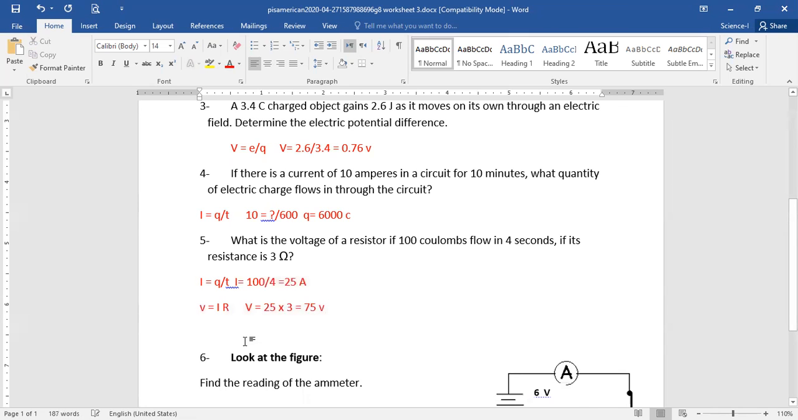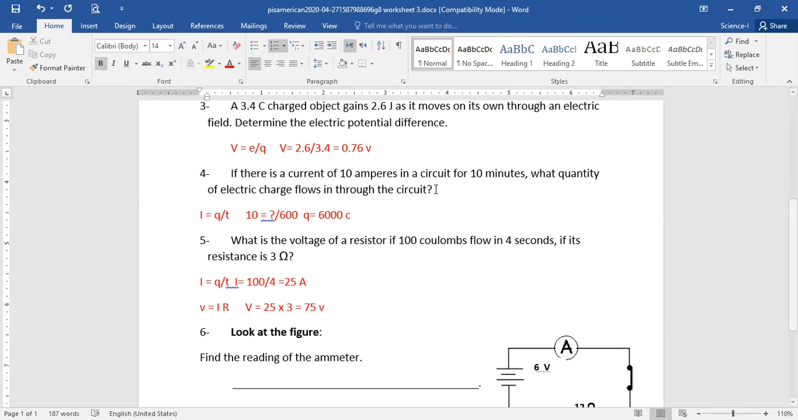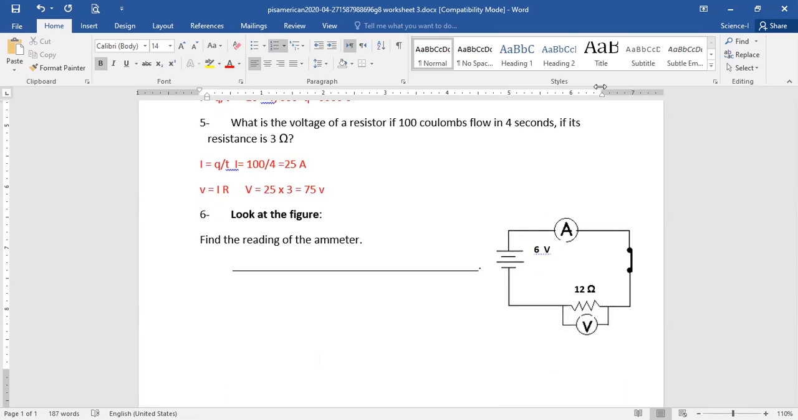Let's pass to the last question. He asks you to look at this diagram and try to find the reading of the ammeter. So where's the ammeter, guys?